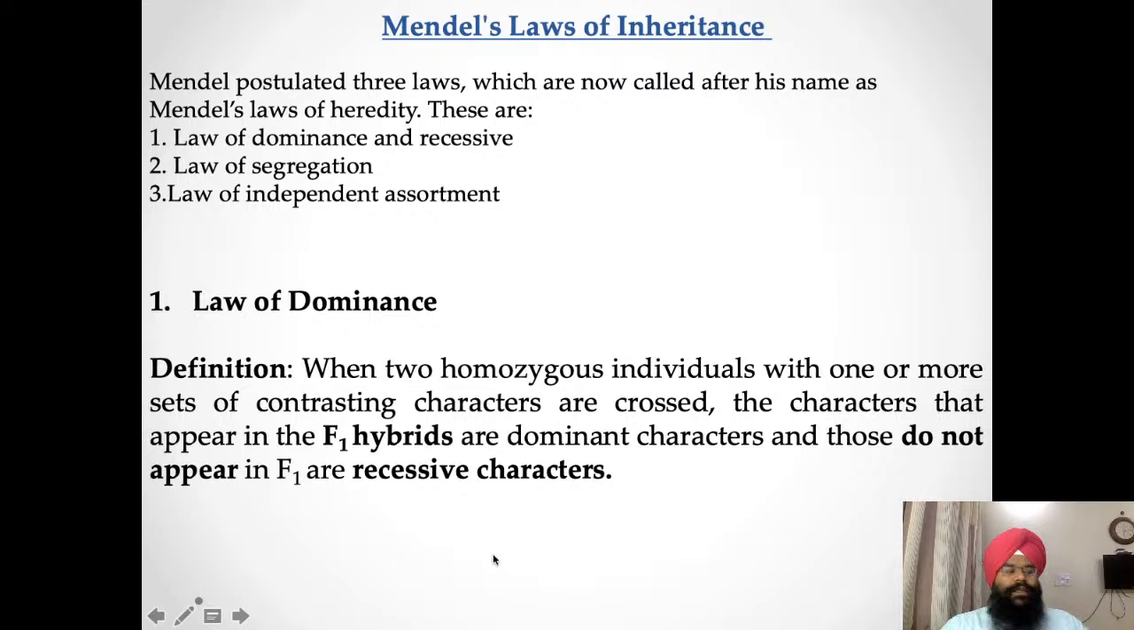So let's start with the various laws now. He postulated three laws, which are known as Mendel's laws of heredity: the law of dominance and recessive, the law of segregation, and the law of independent assortment. So first, let's start with the law of dominance.